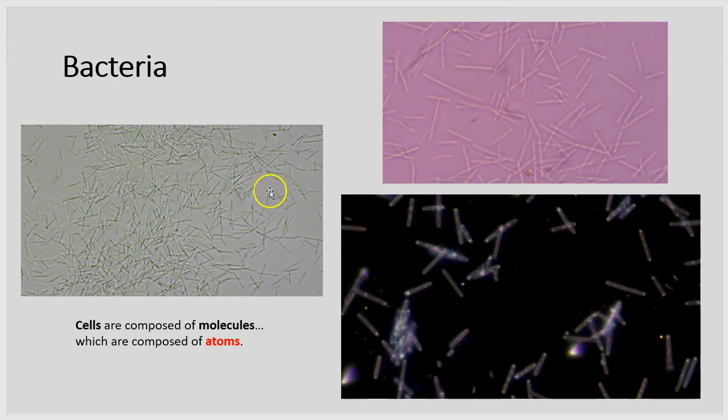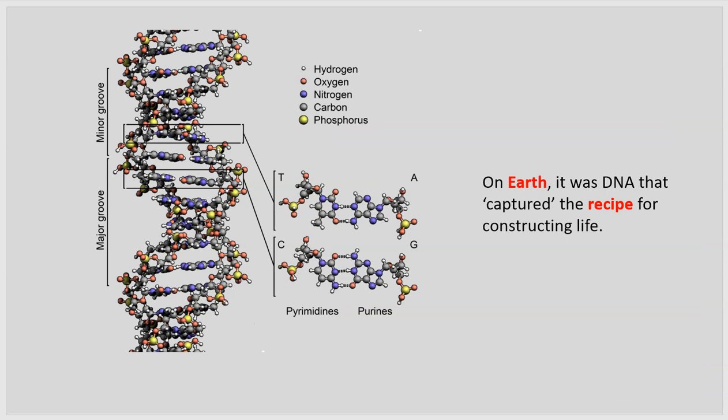You're looking at pictures of some of the simplest life forms on Earth. These are bacteria cells. Bacteria are the smallest living things on planet Earth. Now, cells are composed of yet smaller particles called molecules, and molecules are composed of even smaller units called atoms. So you might be familiar with one important kind of molecule found in cells, and that's DNA.